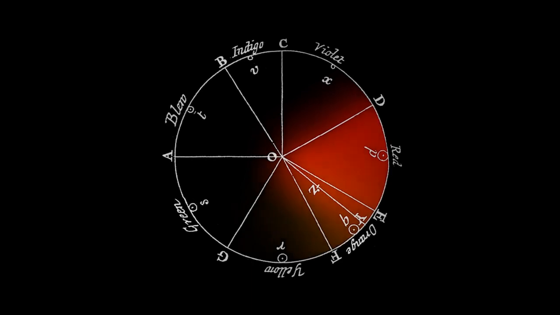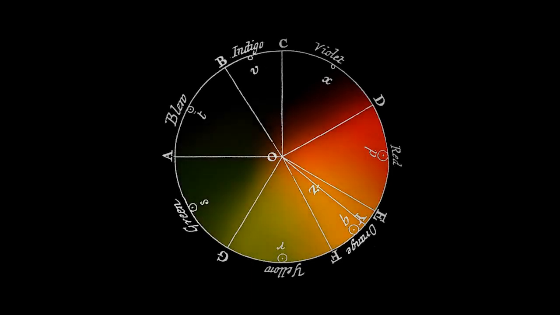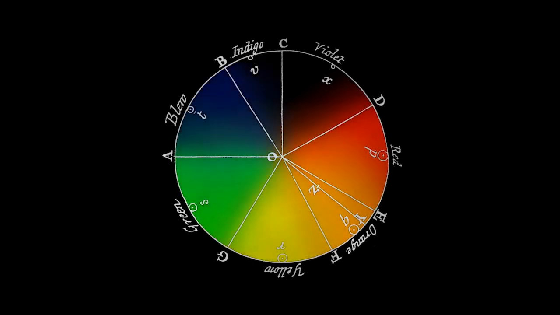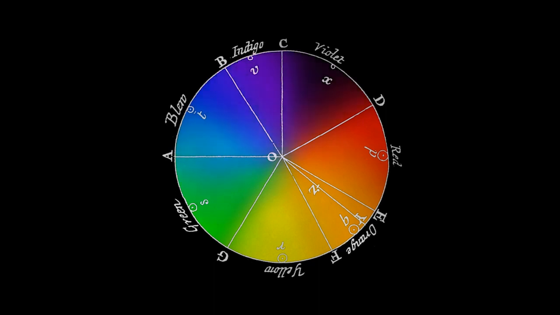Newton did that not for any objective reason. He did it because he had an almost mystical belief that there should be seven colours. And the reason for that belief was that he thought there should be some analogy between the spectrum of different colours and musical notes in a scale.